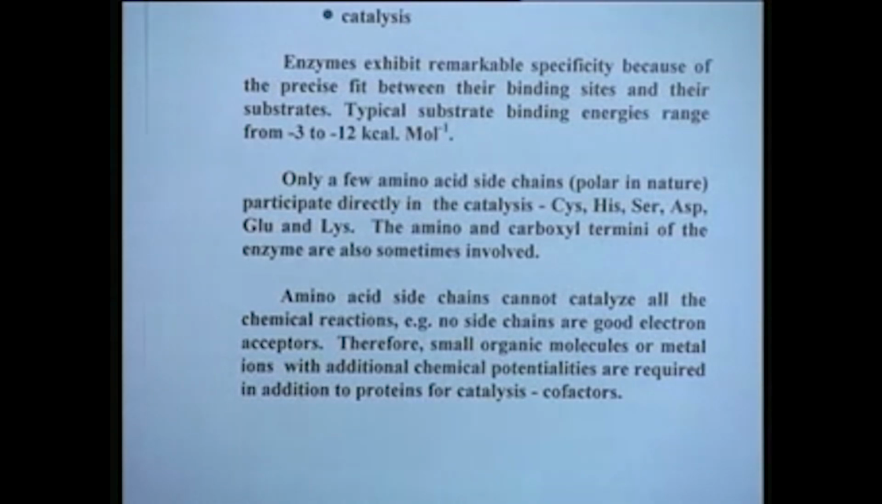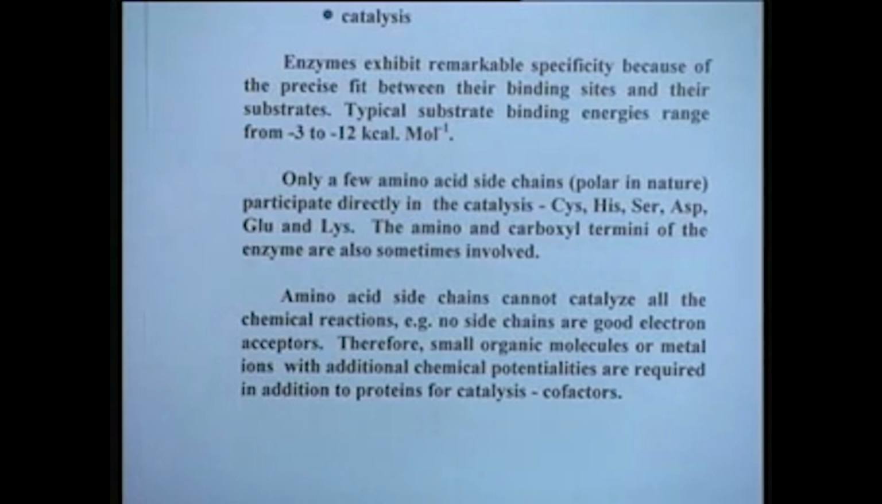Basically, the limitation is on the electron acceptors. None of the amino acids are good electron acceptors, and many reactions which are based on electron acceptors require some additional input in the form of cofactors. For example, cofactors like NAD and NADP are ideal electron acceptors, and they participate in the catalytic process simply by oxidation reduction or whatever mechanism is involved. Small organic molecules or even metal ions also provide electron acceptor or other chemical potentialities in addition to proteins for catalytic function.